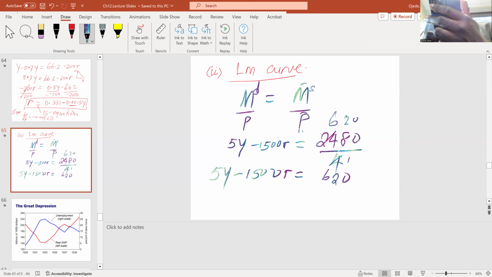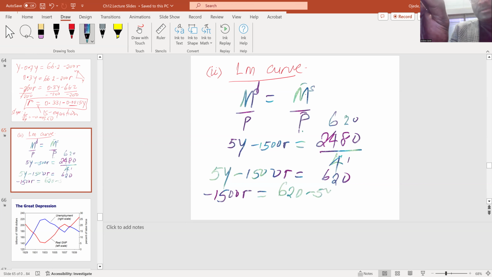Just check to make sure it's true. 2480 divided by 4, yes, 620. And now make R the subject. So you take 5Y to the other side. You get negative 1500 R must equal, subtracting 5Y from both sides, 620 minus 5Y.